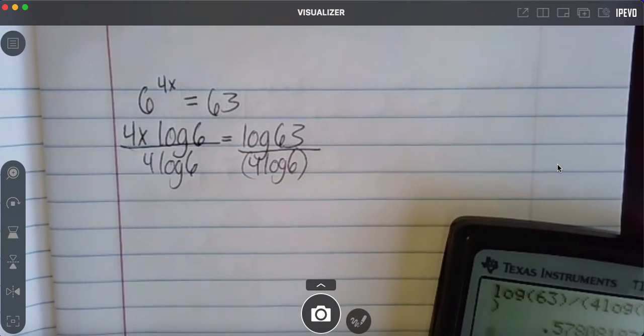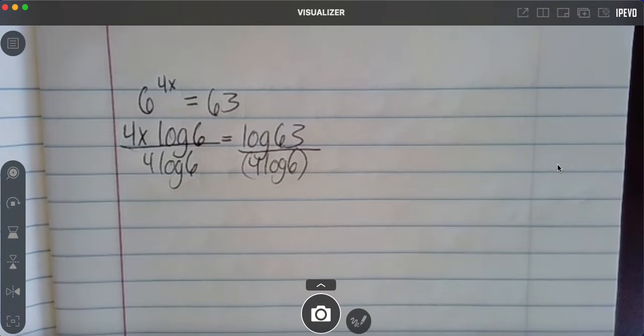So, number 24, what is it? 0.58 is what they got. They rounded to 2 decimal places. I don't get it. Well, it says on there, round to the nearest hundredth.